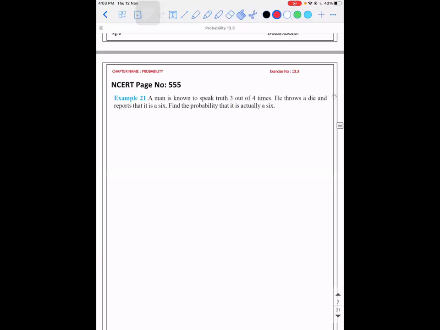So we were doing Bayes theorem based problems, right? So let's do example number 21 now. So we know this, right? The only thing is we'll recollect the formula.